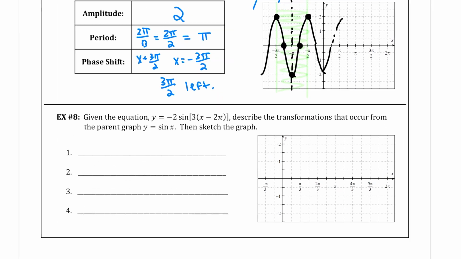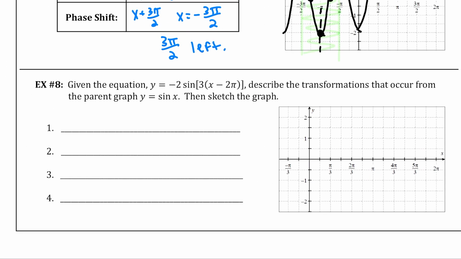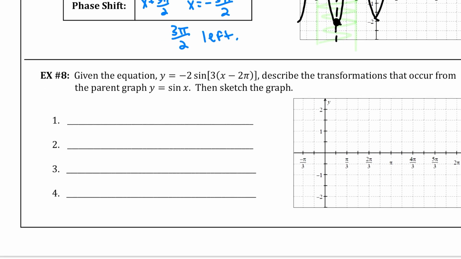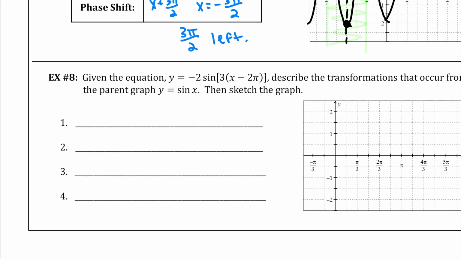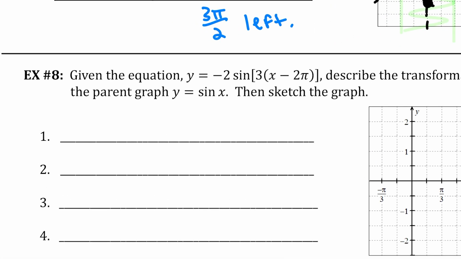Okay. So now we're going to just describe our transformations in words. We're given this sine equation that has almost every type of transformation. We're just missing one. Describe the transformations that occur from the parent graph and then sketch it. All right. So the first thing I like to look at is just from left to right, right? So that negative in front of that 2 means that we're going to have a reflection.